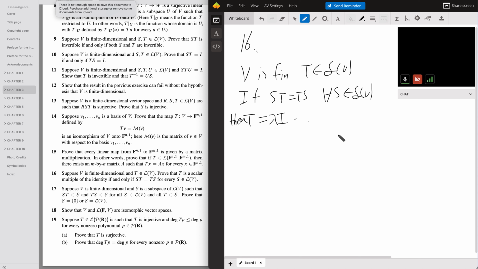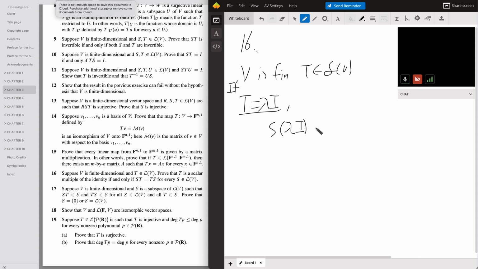It's gonna be annoying though. I don't like the looks of this. Actually, the other way might be easier. So I can gain some insight first by going the other way. So if T is lambda I, then what does that mean? Well, that means we got this.